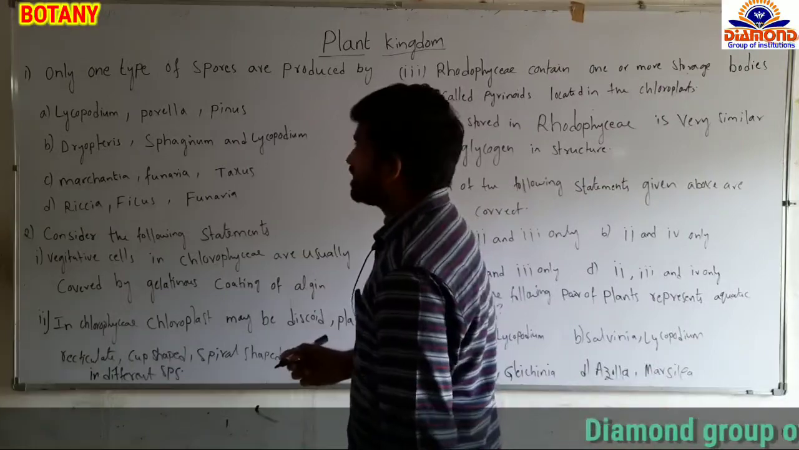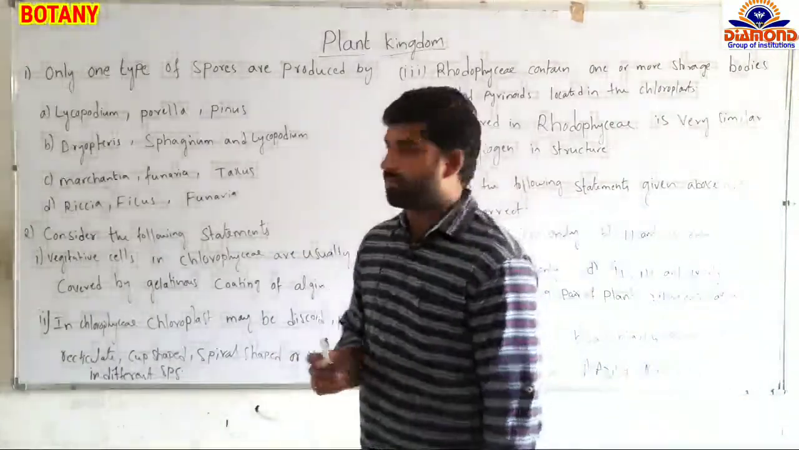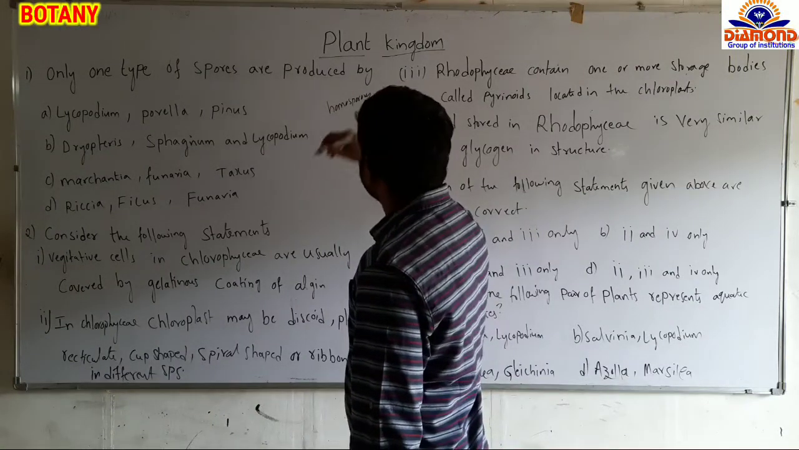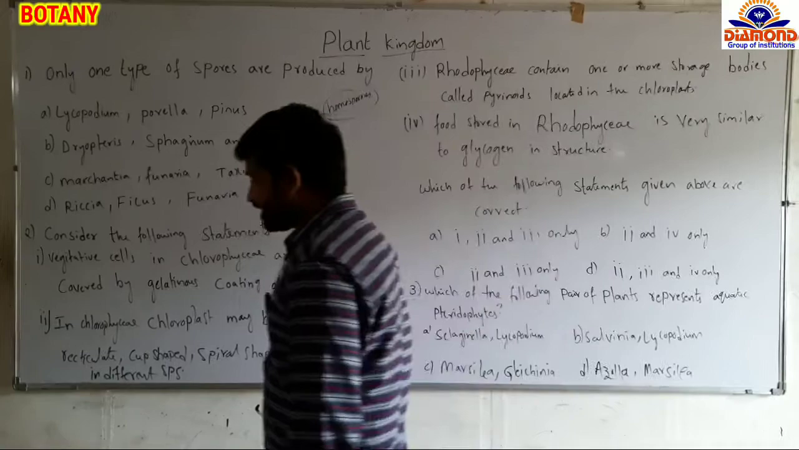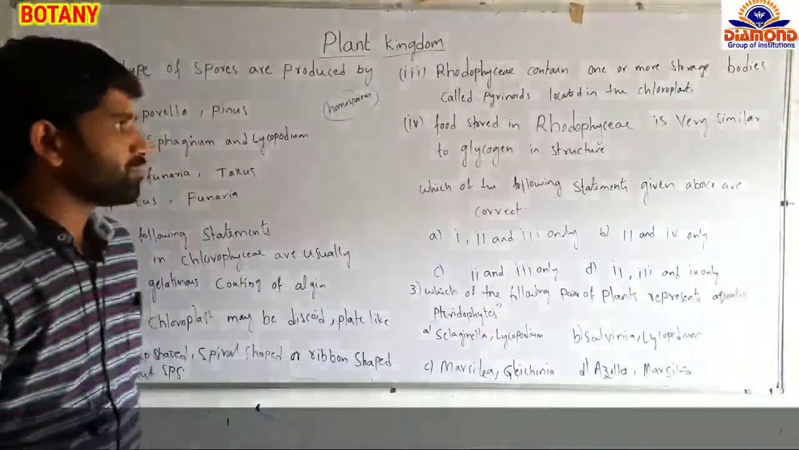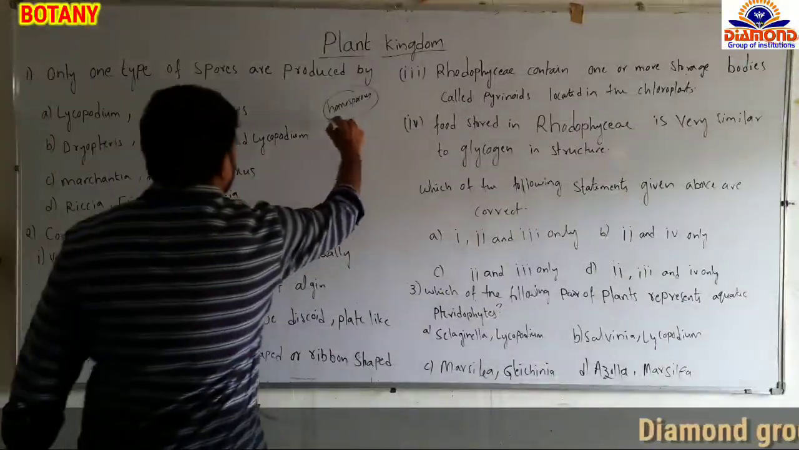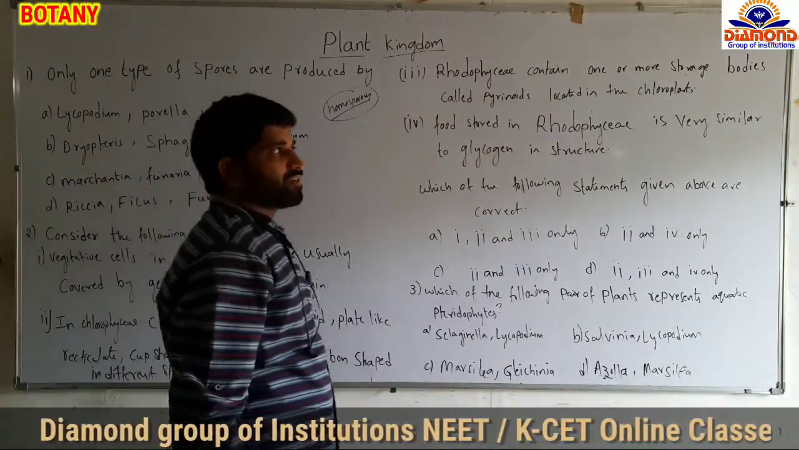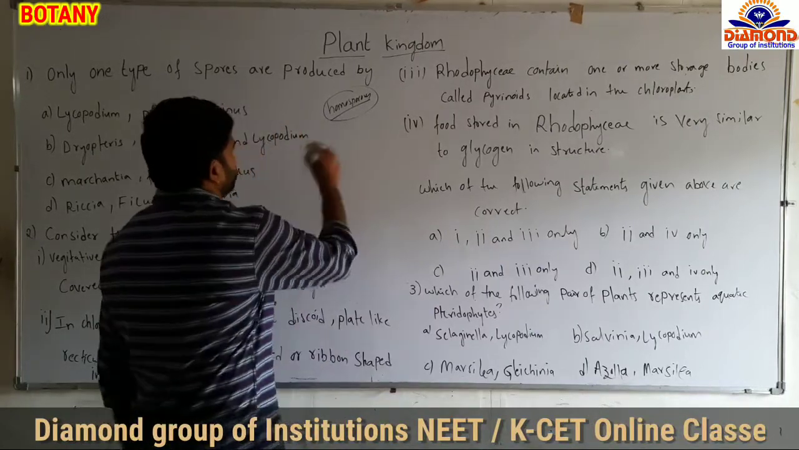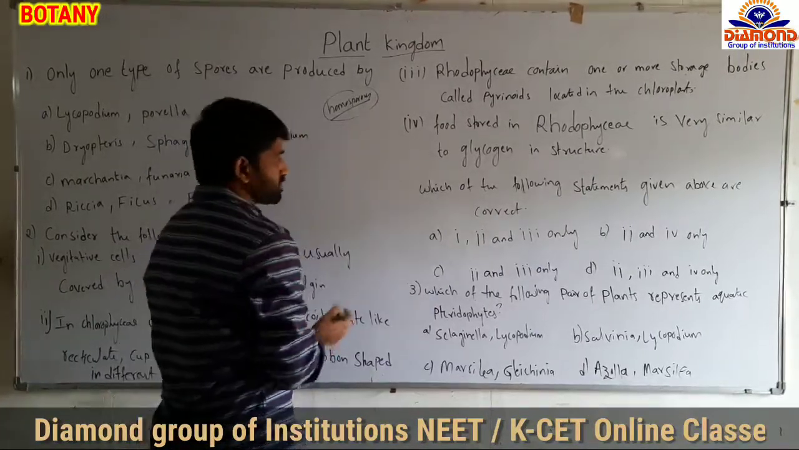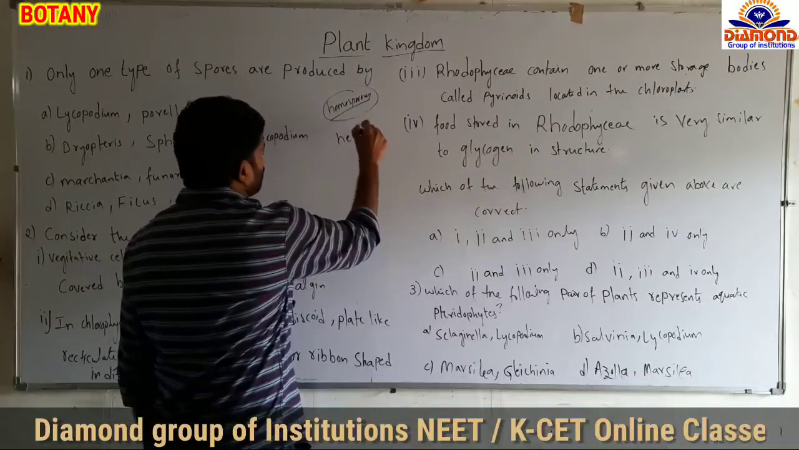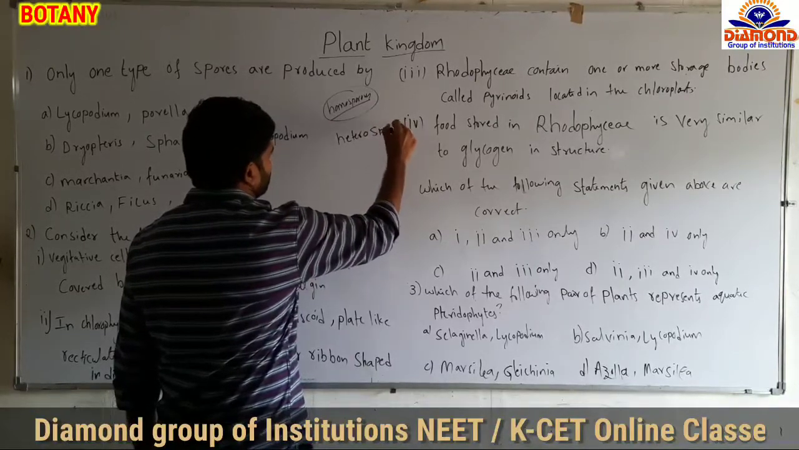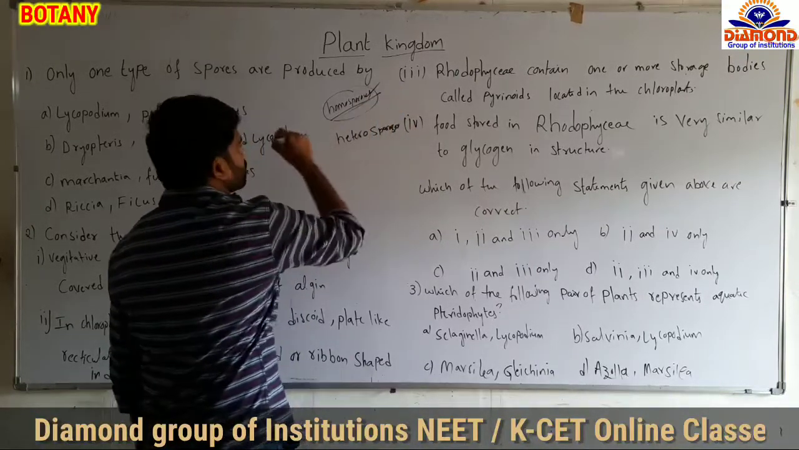We know that the plants that can produce only one type of spores we call homosporous. So we have identified particular examples of plants that belong to the homosporous category. Plants that can produce one type of spores we call homosporous; those that can produce two types of spores we call heterosporous. Homo means same, hetero means different.